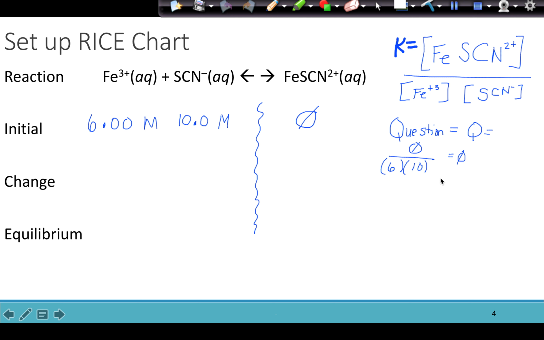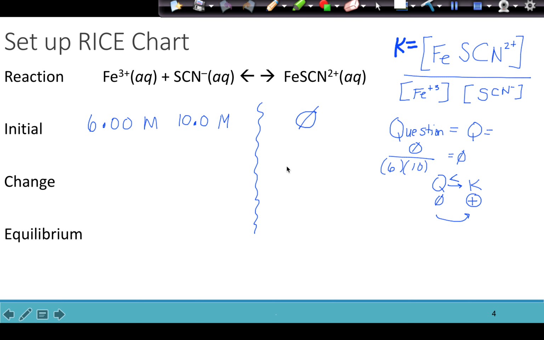I put my Q and my K on a number line. We know that my Q is 0, and we know that K is some positive number, so it's bigger. K is bigger than Q. Anytime Q is less than K, we need to shift towards making products. If you put Q and K on a number line, whichever way you have to go to get towards K is the way that you will shift in order to reach equilibrium.